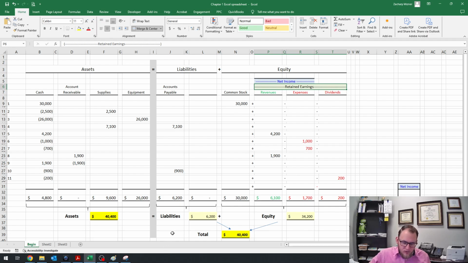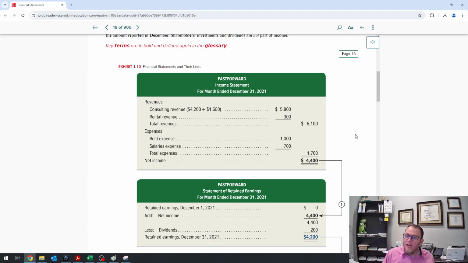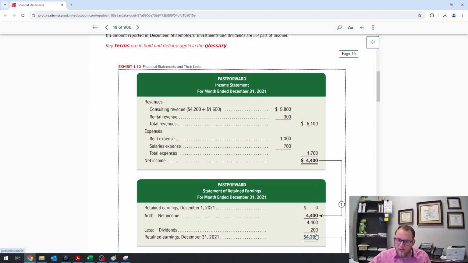And so our statement of retained earnings starts with our beginning balance, which in this case was 0. And then we add our net income, which is what we just calculated at $4,400. And if it was a loss, you would subtract that from your beginning number. And then that's where you include our dividends. Our dividends are not included in our net income. It's not a cost of business, but it does affect our retained earnings. And so we would back out our $200 of dividends in this situation.